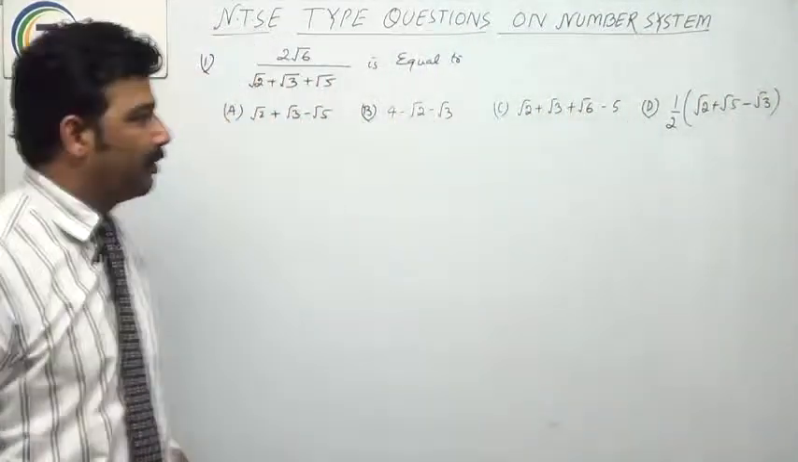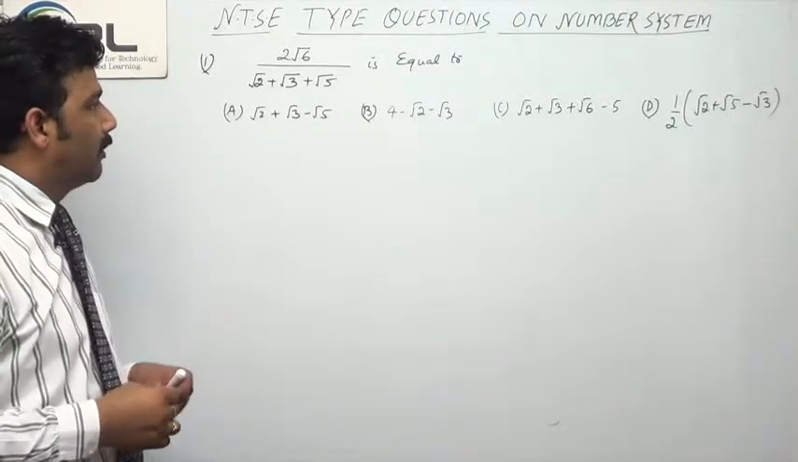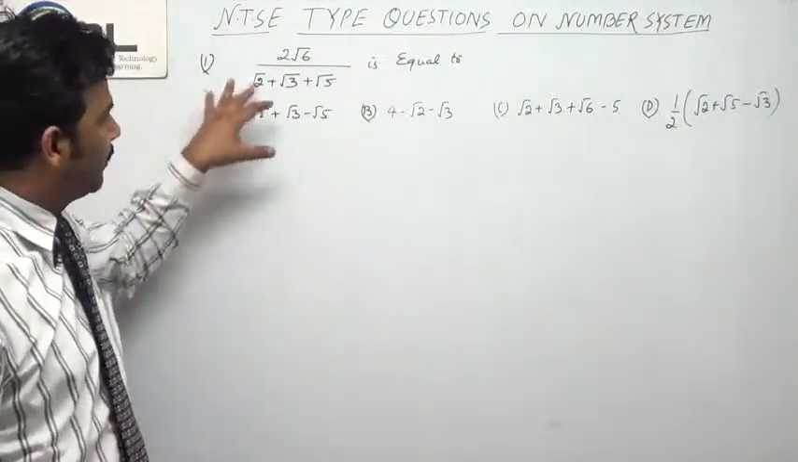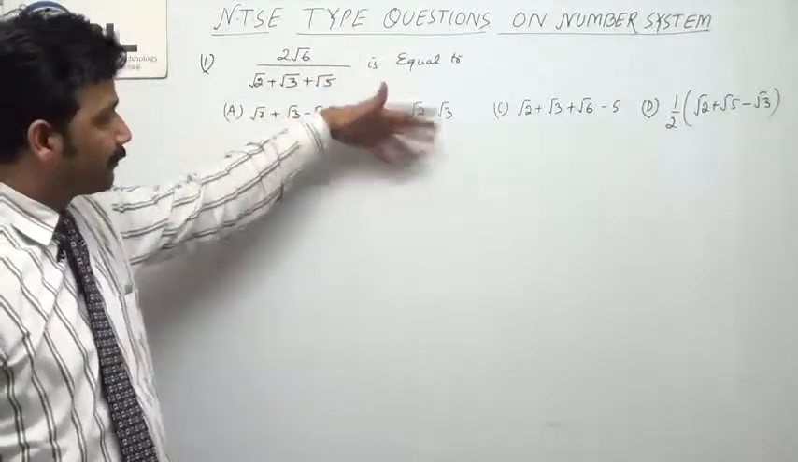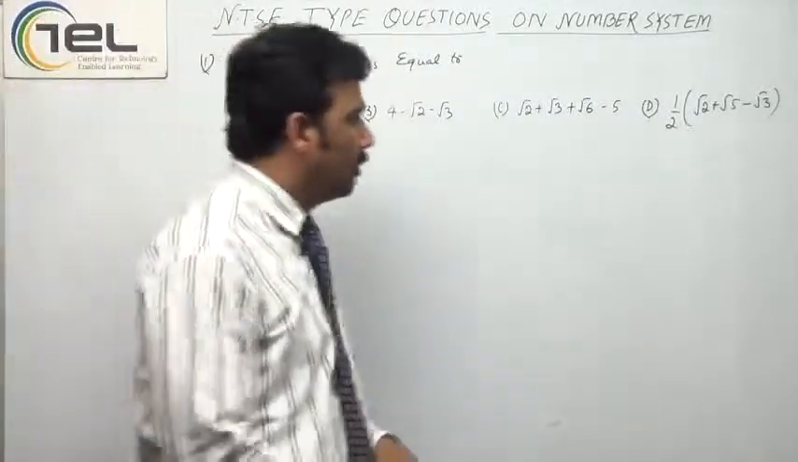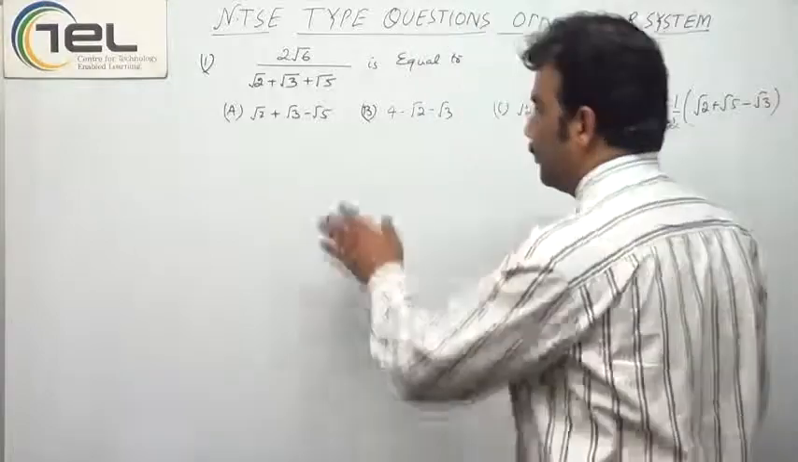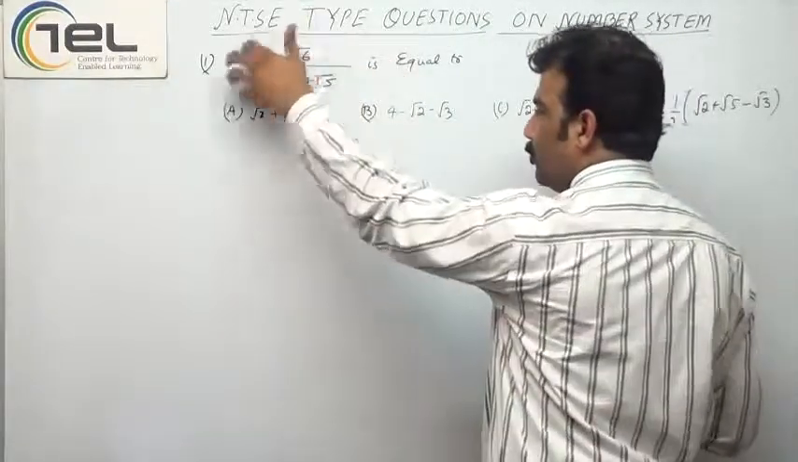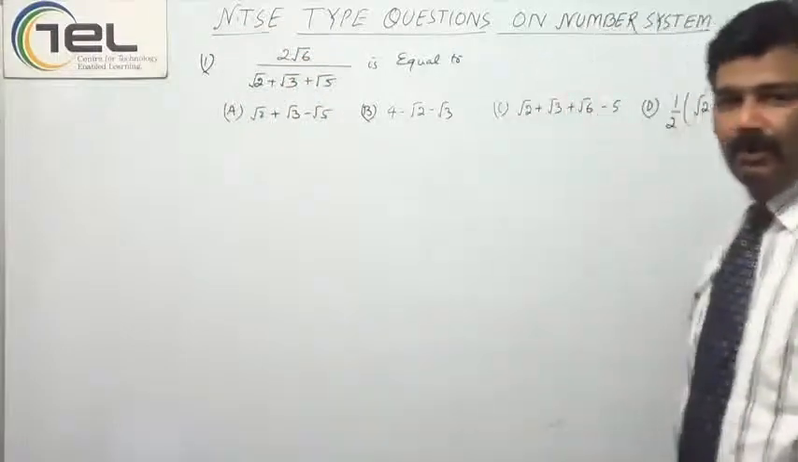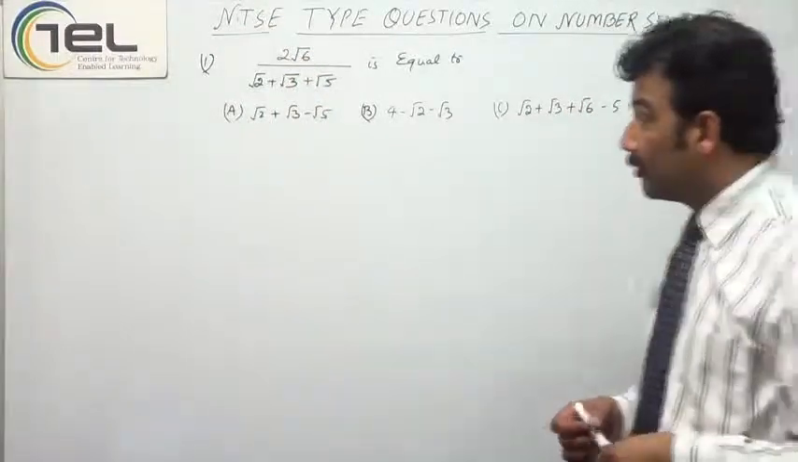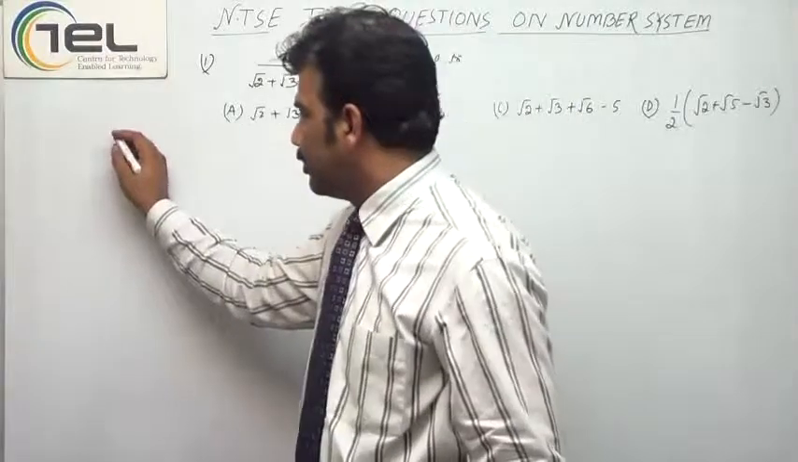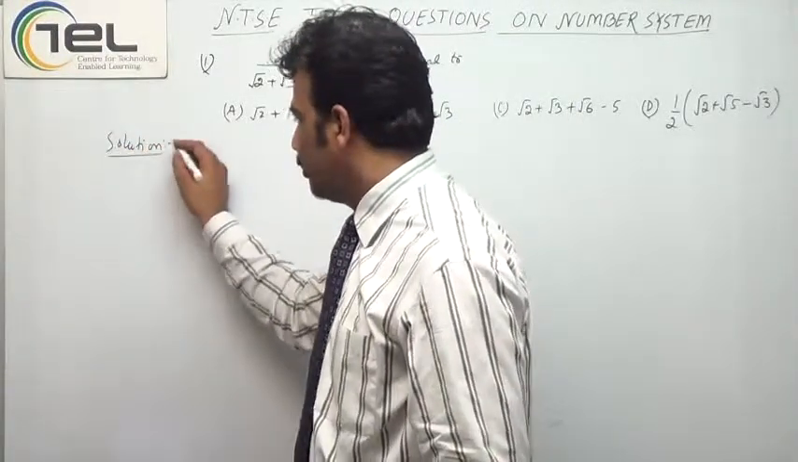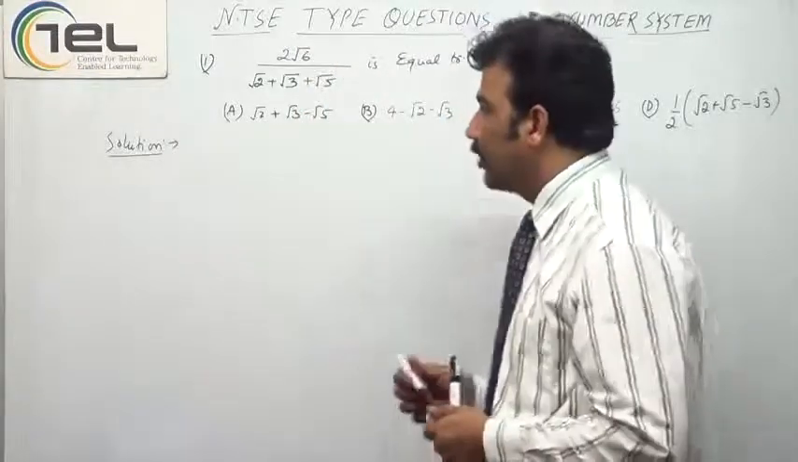So these are the 4 options we have been given, and we have to rationalize it. Since we have seen that it is a rationalizing question, we have done rationalization when we have only 2 terms, we can easily rationalize it. But what to do when we have 3? What are the steps we have to follow? Once you are through with this, you can easily solve it.